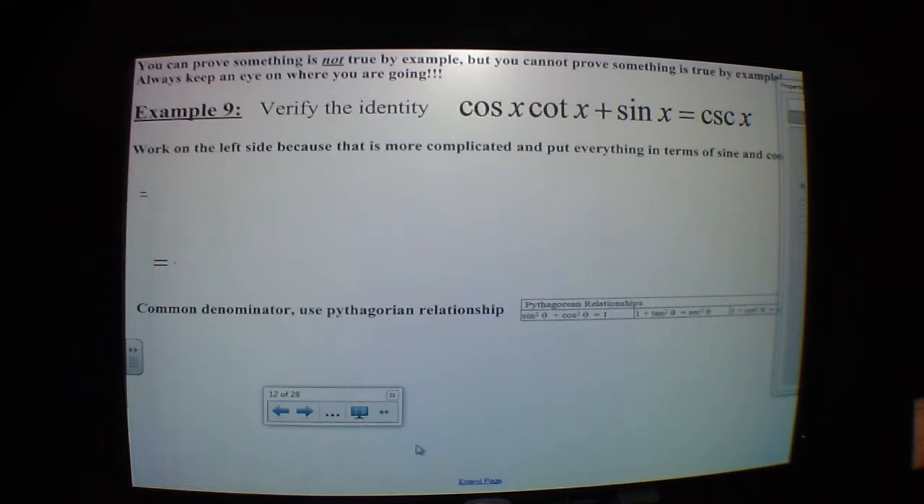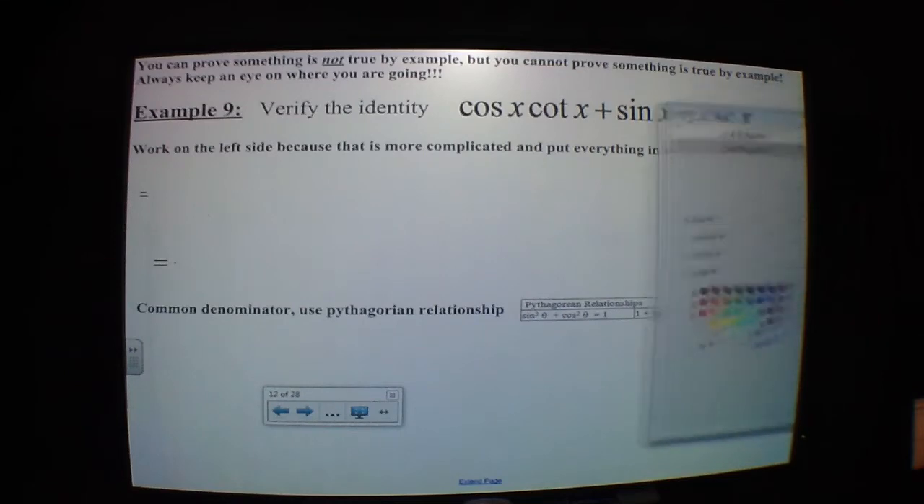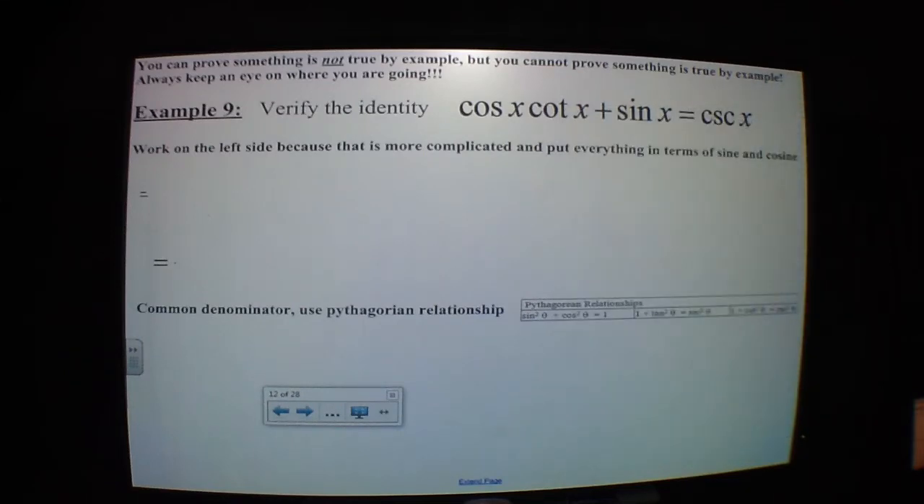But you can't do an example to prove something is true, because you'd have to prove every single solitary one would be true. And you can't do that because there are infinite things to try. So you can't try infinite things. So you can prove something's not true by example, but you can't prove something's true by an example.